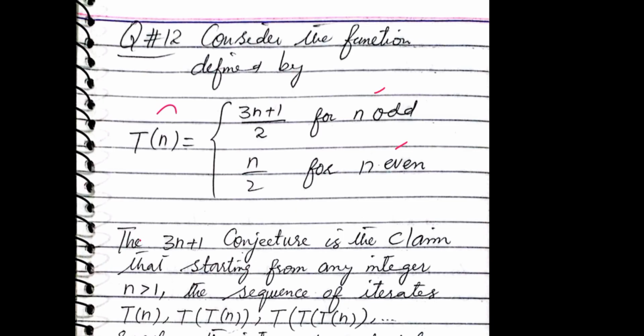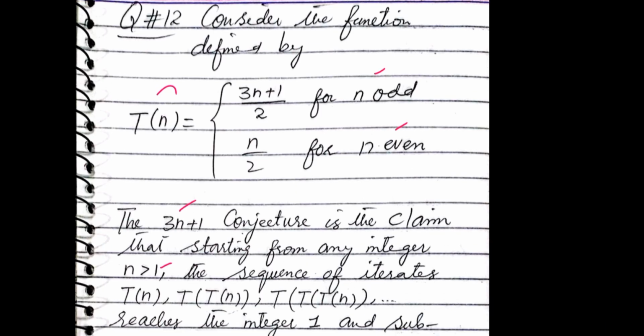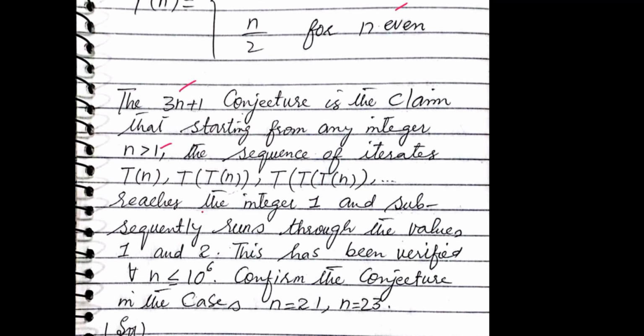It says that the 3n plus 1 conjecture is the claim that starting from any integer n greater than 1, the sequence of iterates Tn, T of Tn, T of T of Tn and so on reach the integer 1 and subsequently runs through the values 1 and 2. This has been verified for all n less than or equal to 10 raised to power 6. Confirm this conjecture in the case when n is equal to 21 and n is equal to 23.